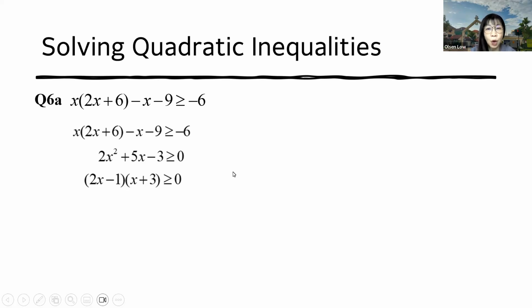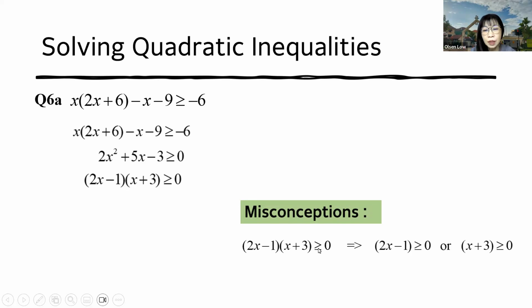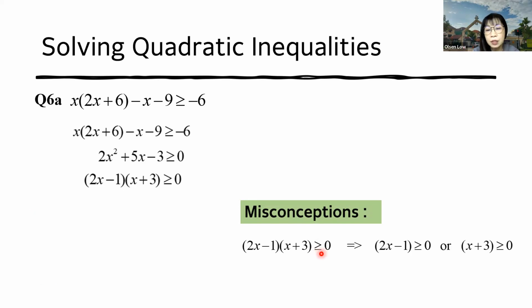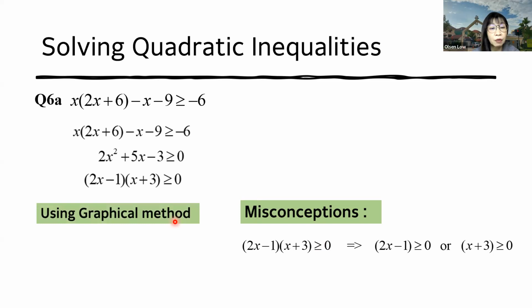Now, at this point, what we observe is some of the common misconceptions, in which a lot of students, when they see the inequality sign, which is greater than 0, simply assume that the result will be 2x - 1 ≥ 0, or x + 3 ≥ 0. So you notice that over here, they simply assume that the inequality sign is exactly the same as what is given. However, in this case, what we need to do is to use the graphical method.